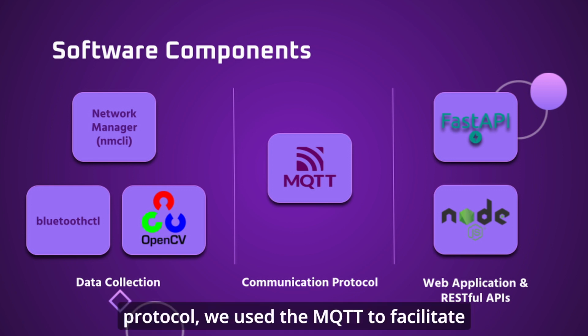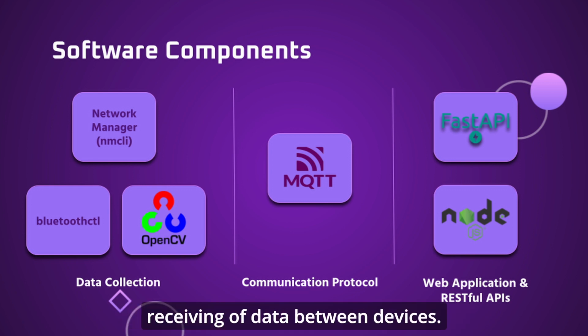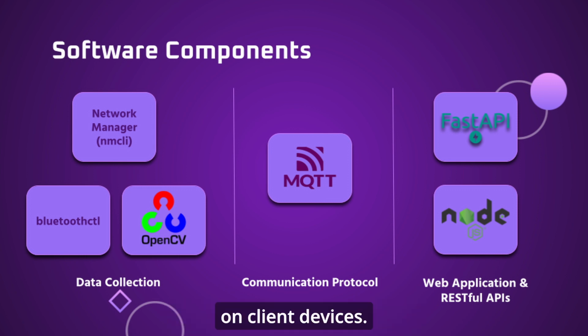For our communication protocol, we use MQTT to facilitate transmission and receiving of data between devices. Lastly, we used FastAPI to serve as a point for our Node.js app to retrieve crowd occupancy data on client devices.